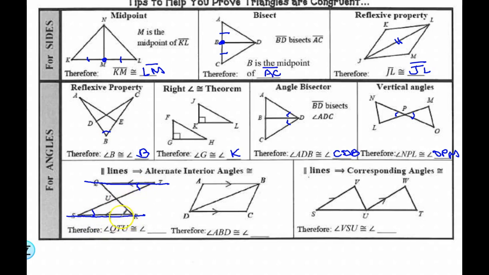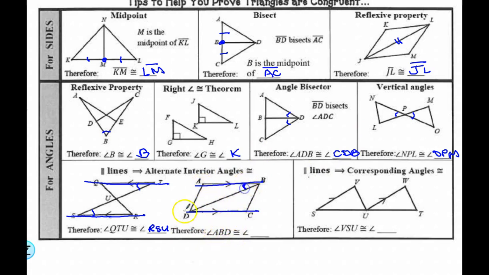So how do we label it for the corresponding congruent angles in the triangles? QTU corresponds to RSU. We're ending with U because we know angle U is going to be congruent to angle U using the vertical angles theorem. If these two lines are parallel, what angle is congruent to angle ABD?